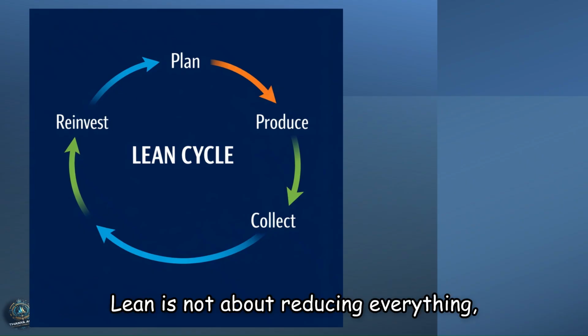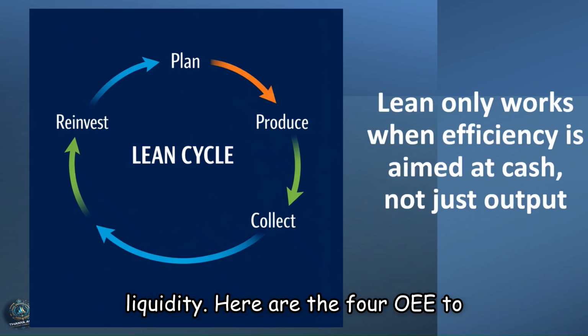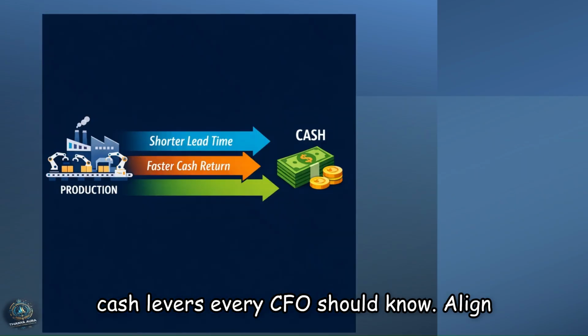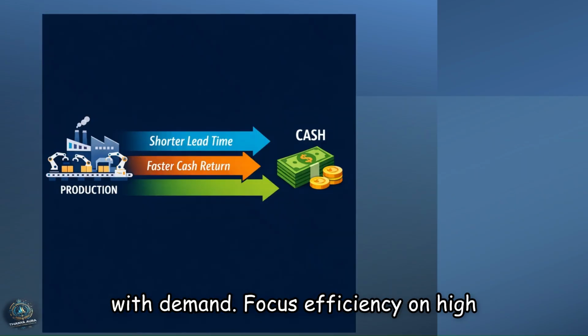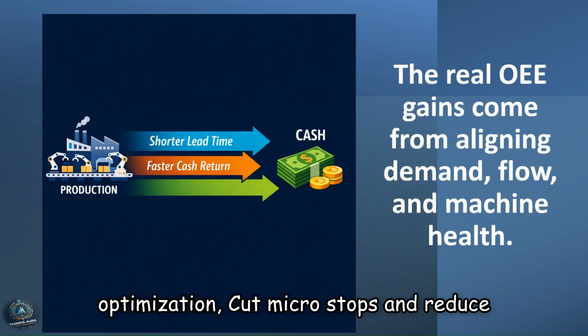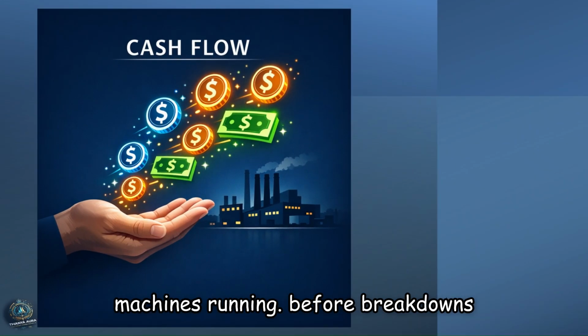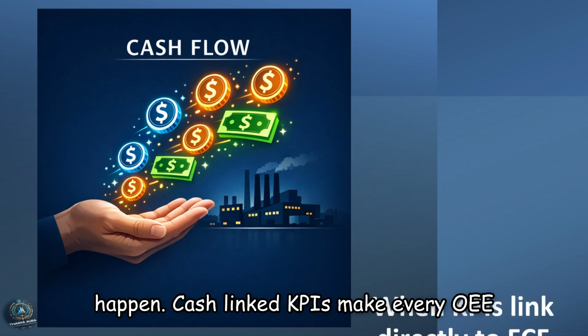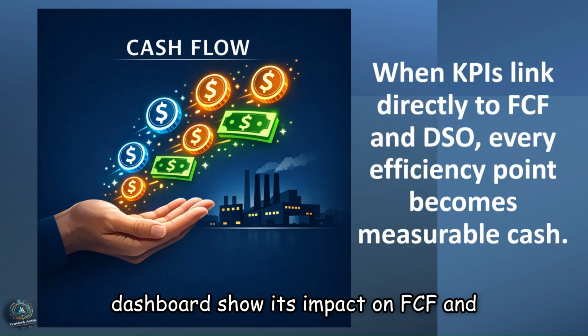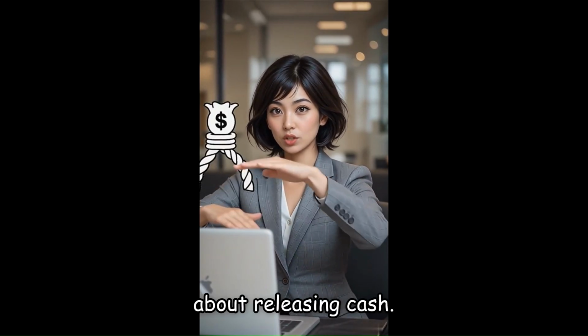Lean is not about reducing everything, it's about focusing on what creates liquidity. Here are the 4 OEE-to-Cash levers every CFO should know. Align with demand. Focus efficiency on high-margin, fast-selling products. Batch optimization. Cut microstops and reduce changeovers. Predictive maintenance. Keep machines running before breakdowns happen. Cash-linked KPIs. Make every OEE dashboard show its impact on FCF and DSO. Lean isn't about cutting cost, it's about releasing cash.